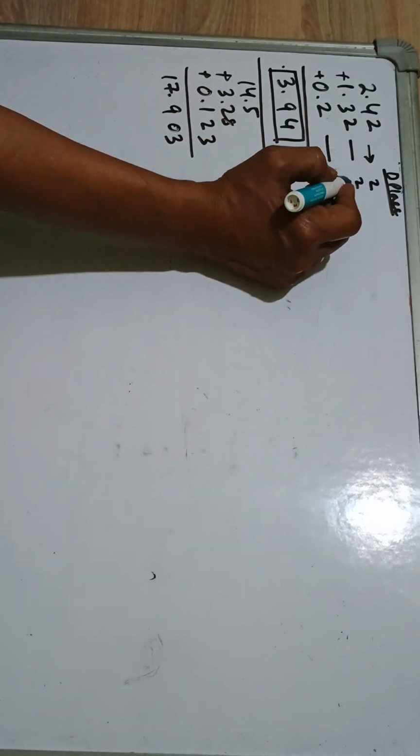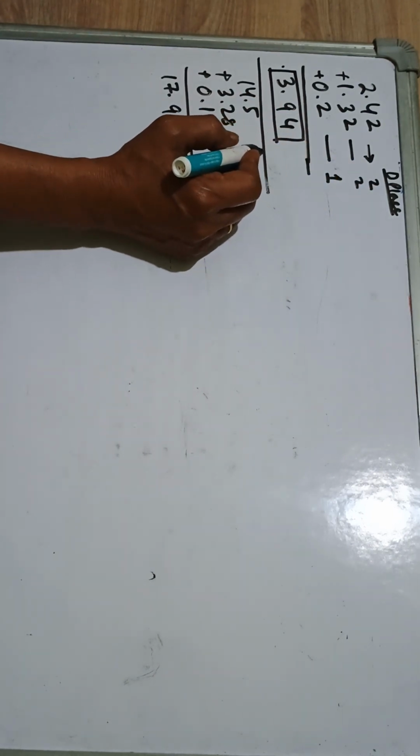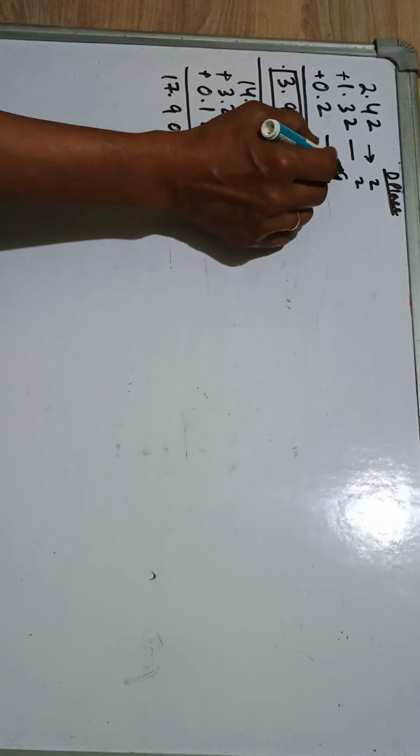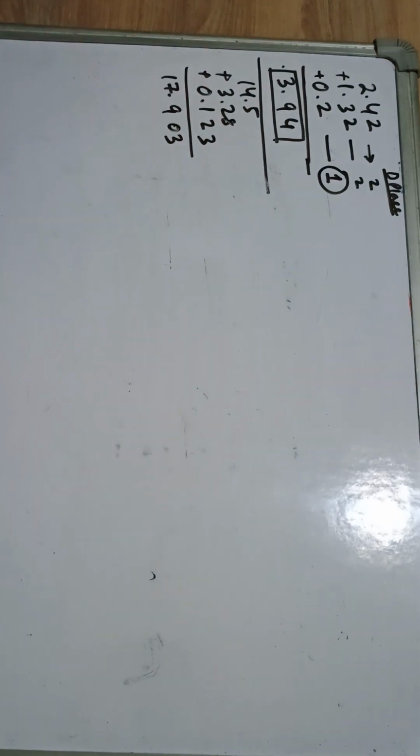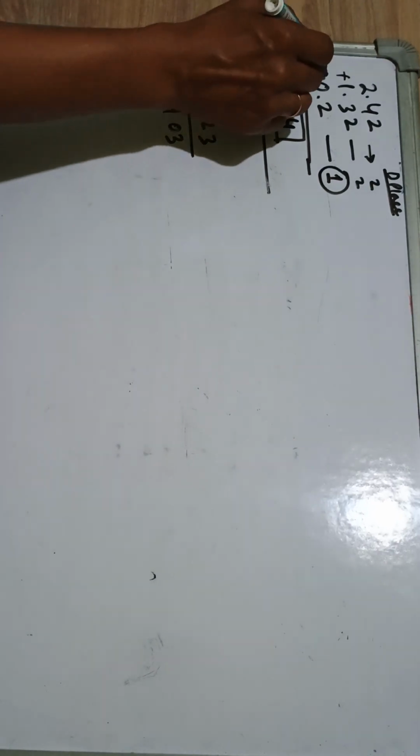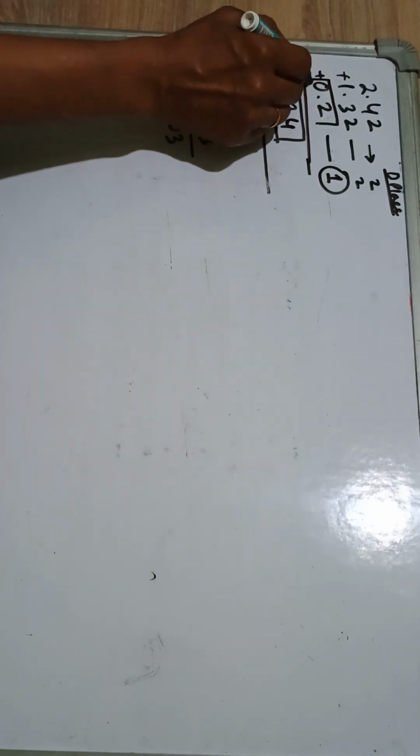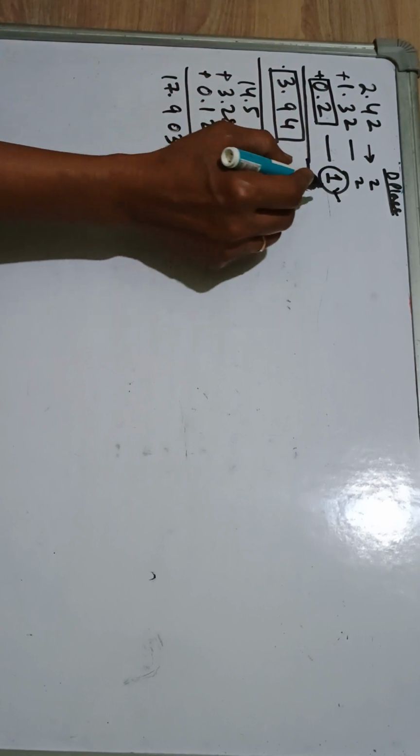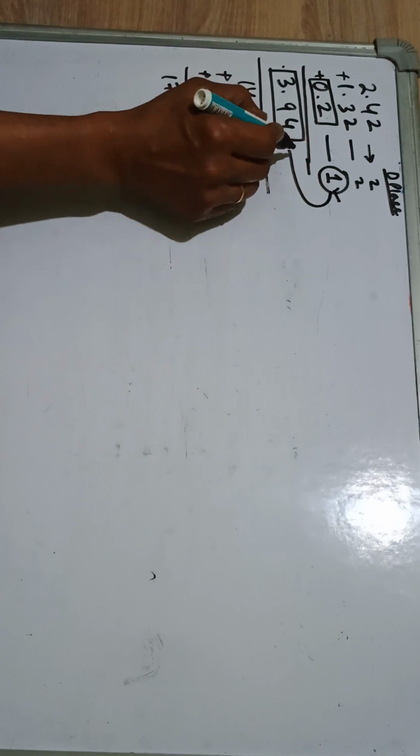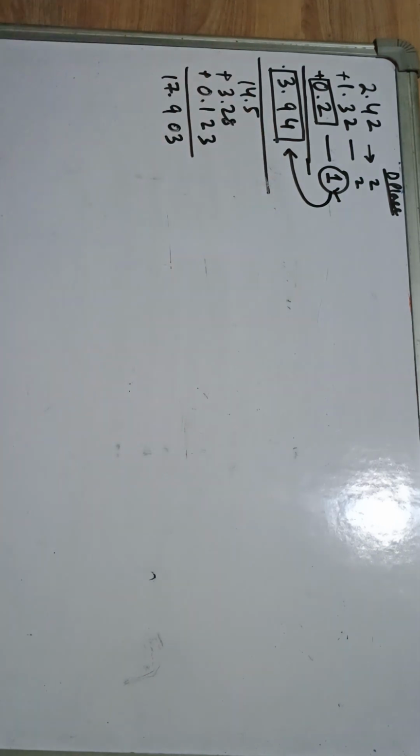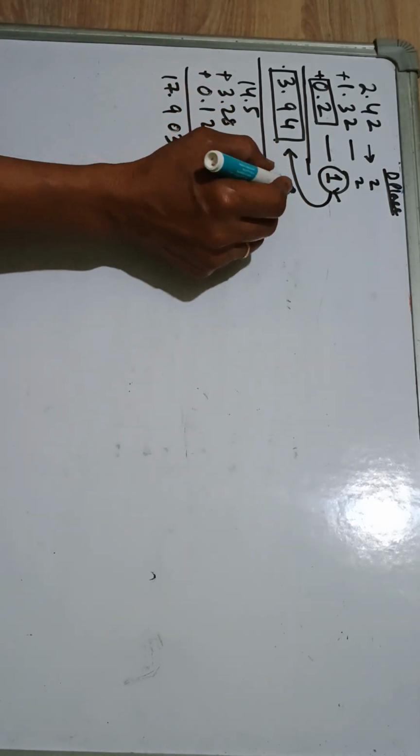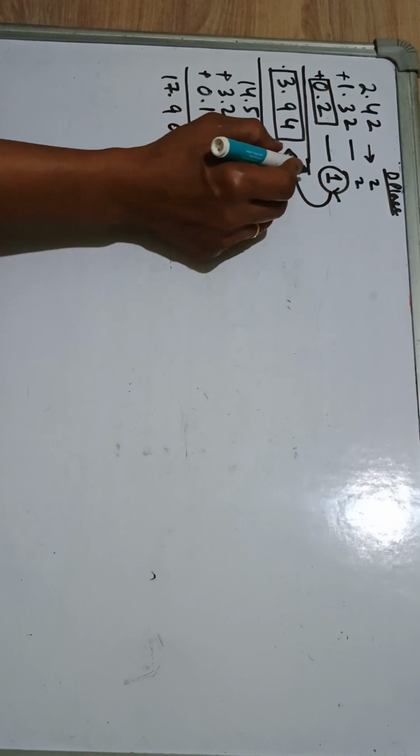Step 2 says we have to identify the number having the lowest decimal places. Here the lowest decimal place is 1, and this is the number. In this number, the lowest decimal place is 1. This one will be used in the result. This will help us. Then step 3 says we have to do rounding off.